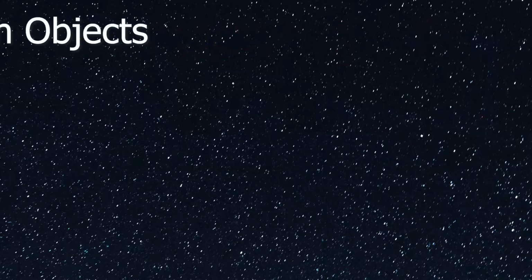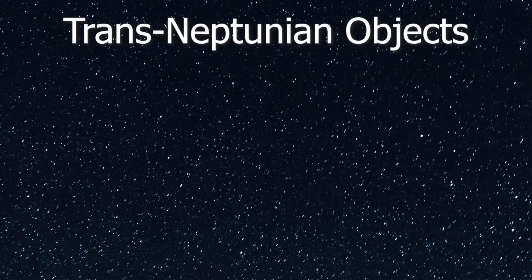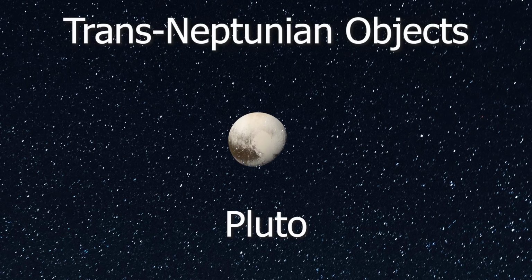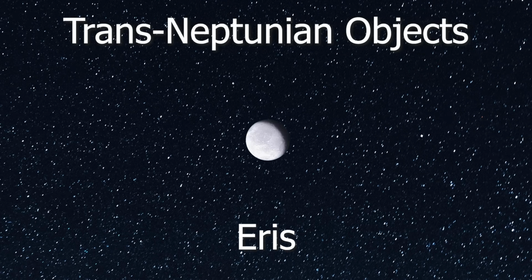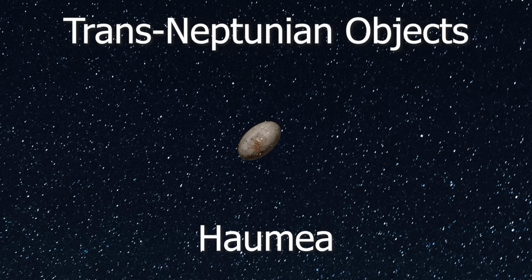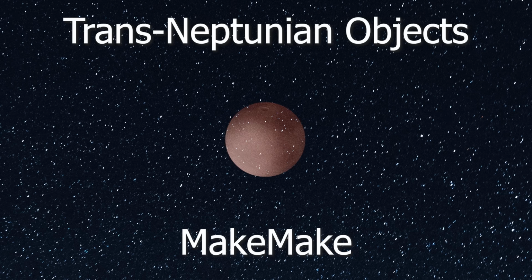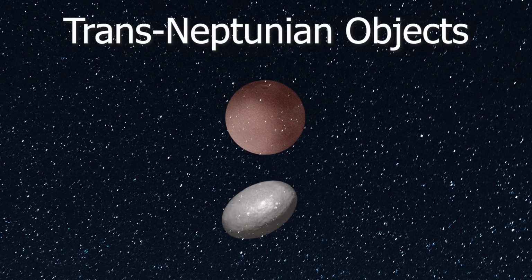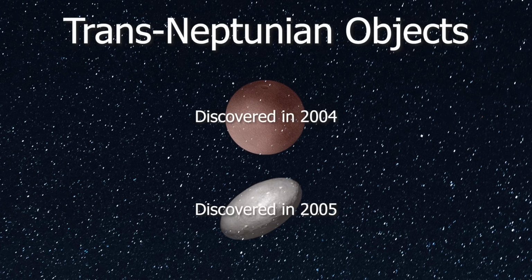You probably already know about the planets of the inner and outer solar system, but it may surprise you to hear that there are actually a ton of other objects in our solar system. Objects that are further than Neptune are called Trans-Neptunian objects. The most popular of these is the exoplanet Pluto, but there is also the dwarf planets Iris, which is more massive than Pluto, Haumea, which is formed like a potato, and Makemake, which has an average temperature of 40 Kelvin. And the last two were discovered in 2004 and 2005.